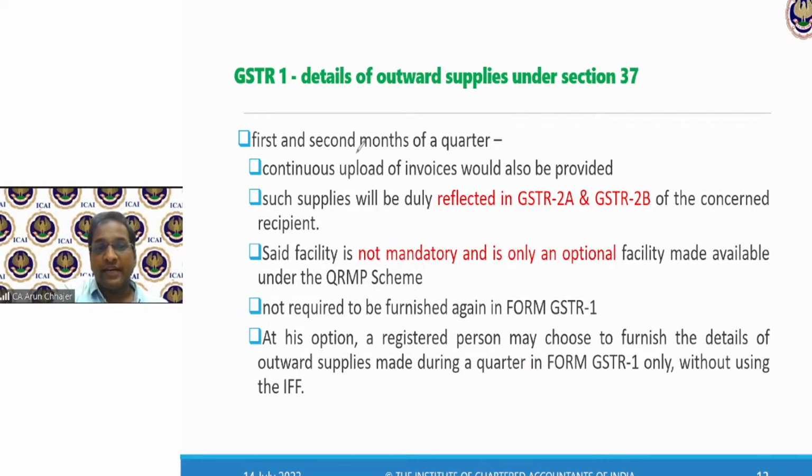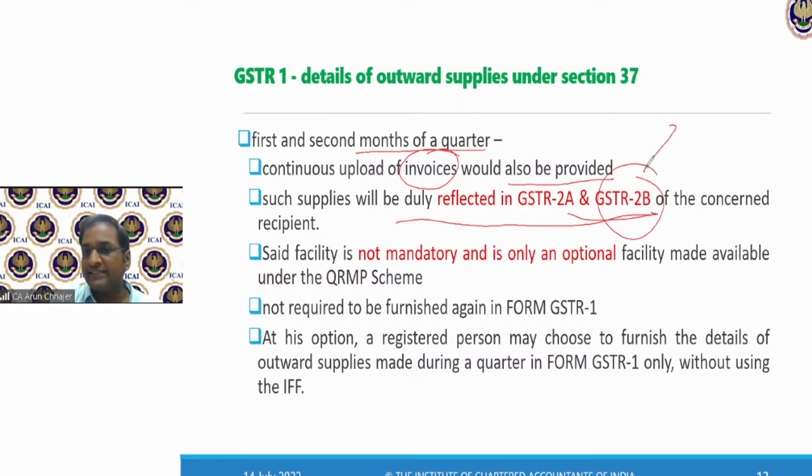So for the first and second month of the quarter, continuous upload of invoices would also be provided. Such supply will be duly reflected in 2A as well as 2B, but now the ITC would be taken only on the basis of the GSTR 2B. Such facility is not mandatory. It is optional.